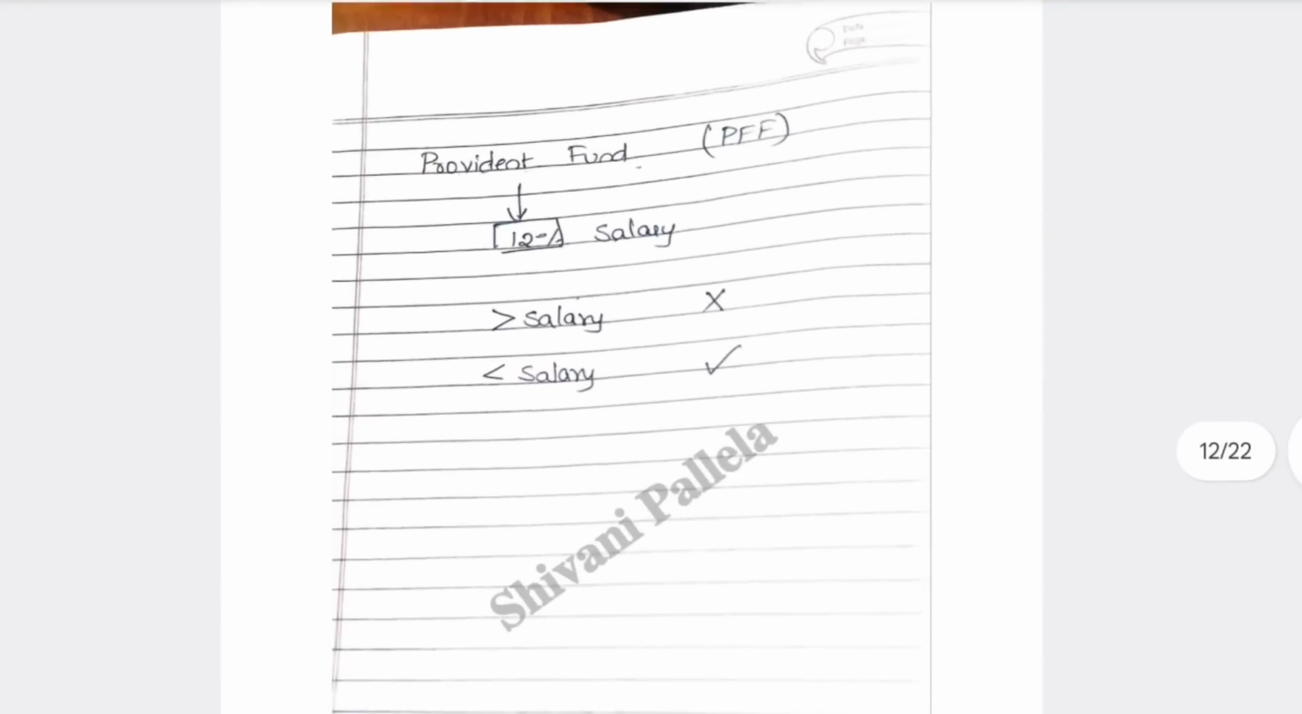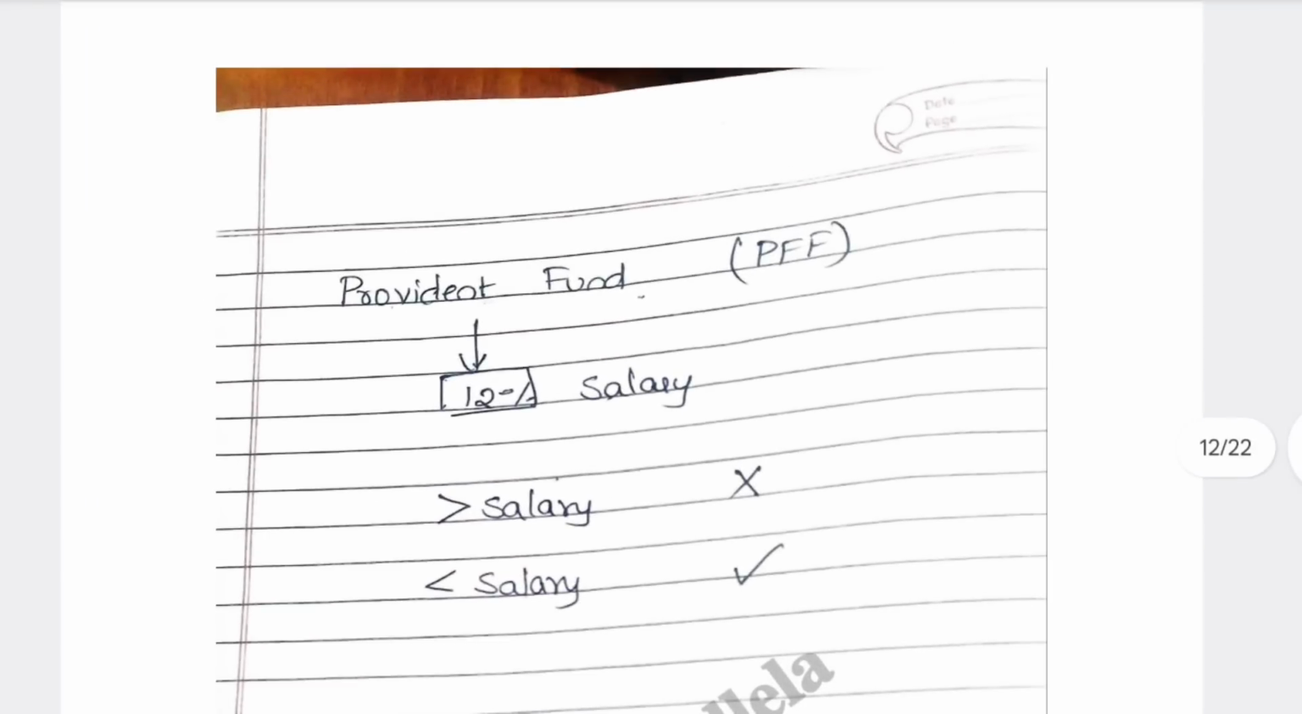Provident fund, if they are giving, means 12% of salary. If the provident fund is less than 12% of salary, you should not consider it. If the 12% of salary is more than the provident fund, like for example the provident fund is more than 12% of salary, then we will take that amount.